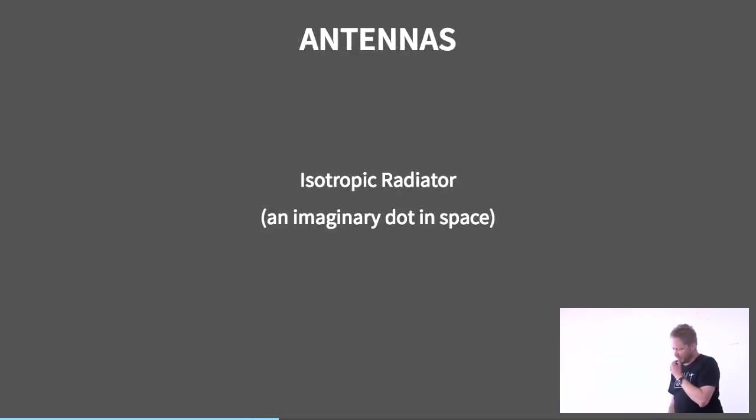Now, I'll have a few words about antennas, which is the thing you want to get your radio energy into to get it out there. Antennas are all sort of based on this imaginary antenna that doesn't exist, the isotropic radiator. The isotropic radiator is an imaginary dot in space which radiates equally in all directions. And any real antenna is usually specified in terms of how much better than that dot it actually is. But the isotropic radiator is like the spherical cow in physics. It doesn't exist, but people try and come up with theories that are based around it.